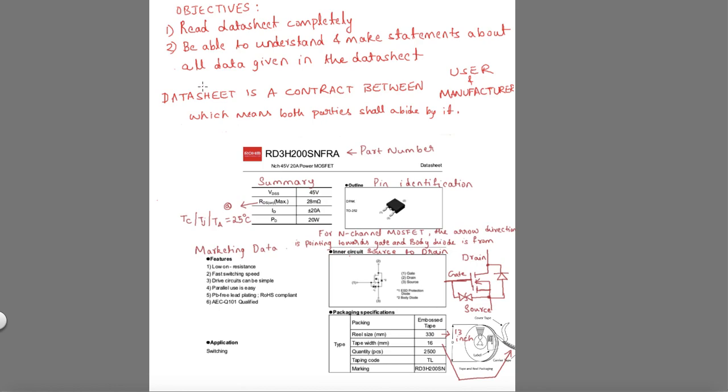Objectives: read the datasheet completely, and be able to understand and make statements about all data given in the datasheet. A datasheet is a contract between user and manufacturer, which means both parties shall abide by it. Today, I have randomly picked the Rohm Semiconductor RD3H200SN, an N channel 45 volt 20 amp power MOSFET, for this purpose.